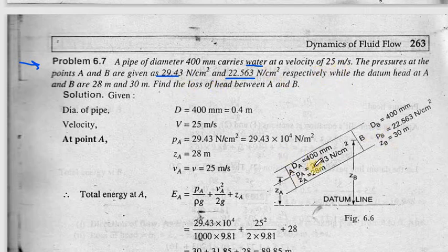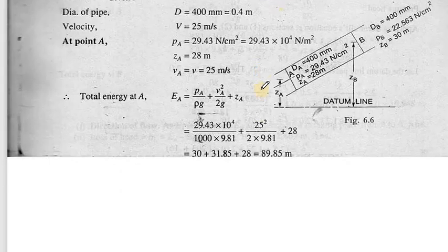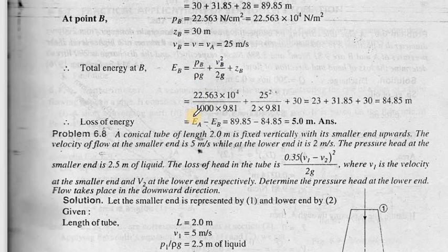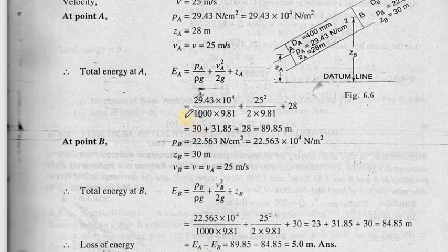So at both points the pressures are given, while the datum heads at A and B are as follows: from a datum line, point A is at a height of 28 meter, so the datum head is 28 meter, and point B is at a height of 30 meter. We need to find the losses of head between A and B, that is, the HL value, the energy loss which is happening in this equation.